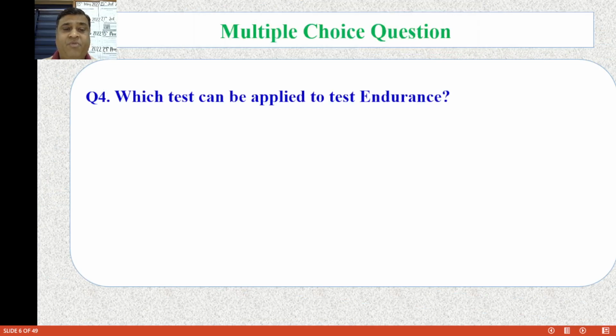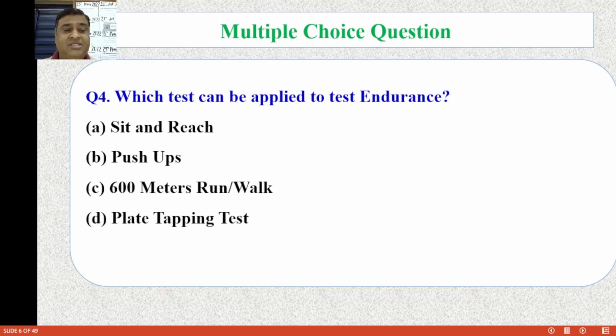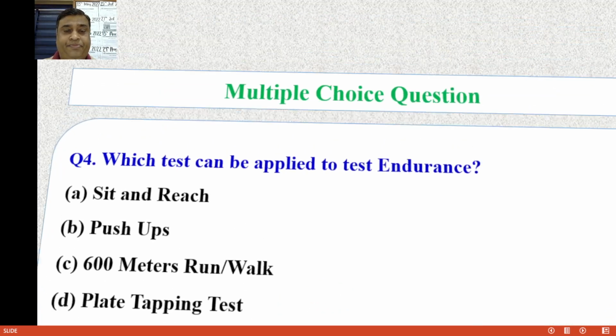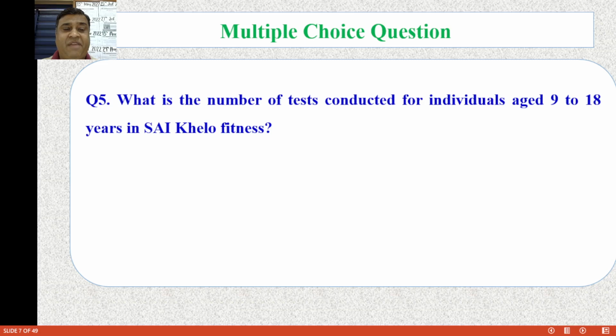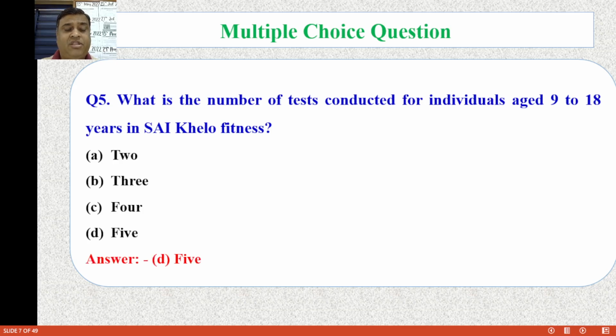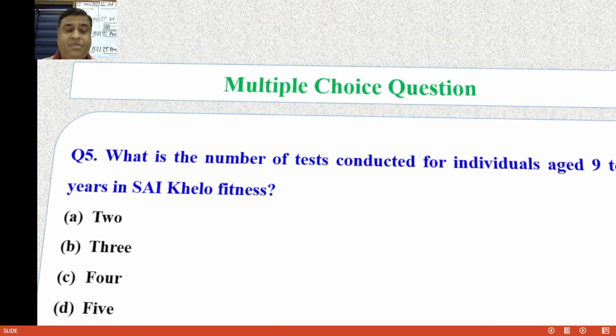Question number 4: Which test can be applied to test endurance? The options are sit and reach test, push up, 600 meter run and walk, or plate tapping test. Now the answer is 600 meter run and walk test. Question number 5: What is the number of tests conducted for individuals aged 9 to 18 years in Khelo India fitness? Now the options are 2, 3, 4 or 5. Now the correct option is D, 5.